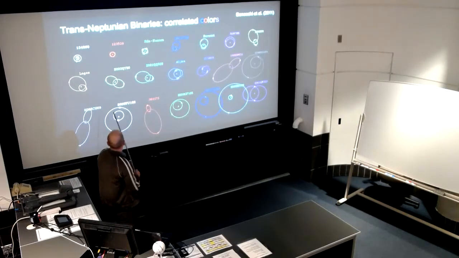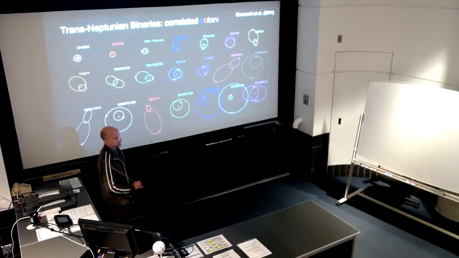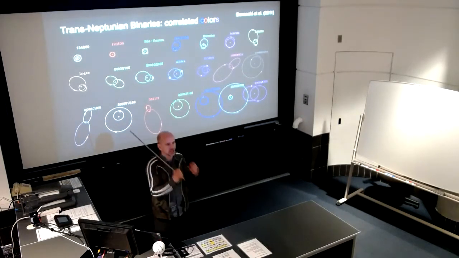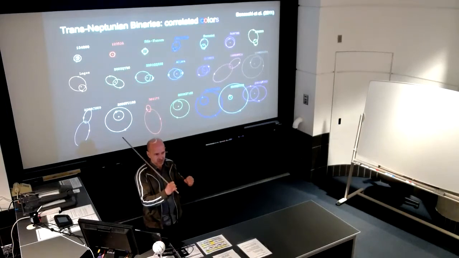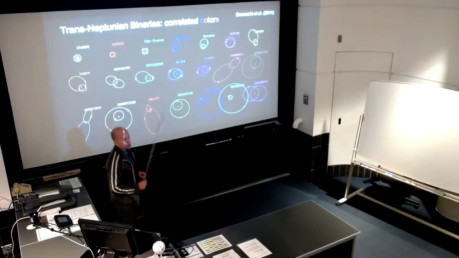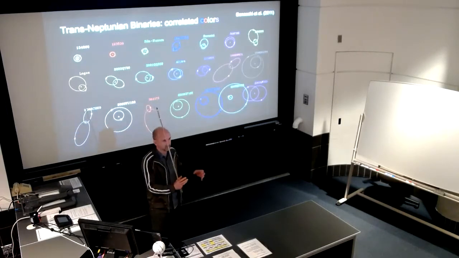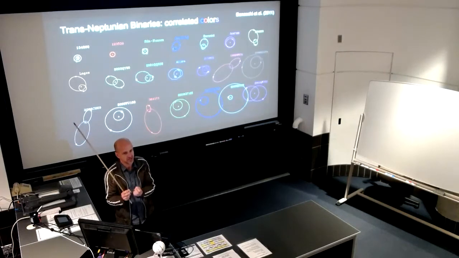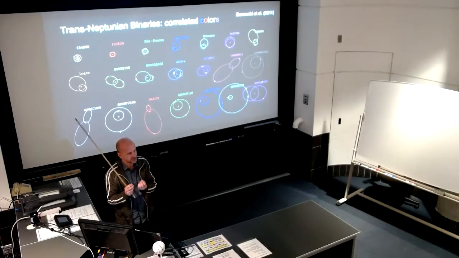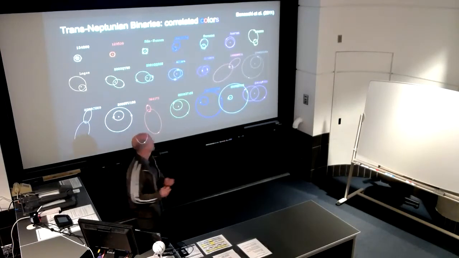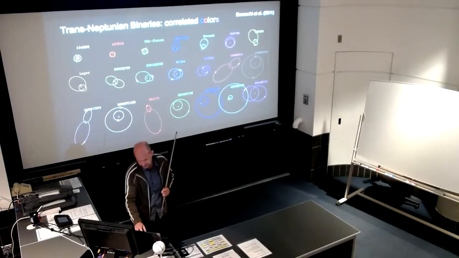If you look into one binary and compare the colors of the two components, they have nearly the same color, meaning that in all likelihood they have nearly the same composition. If you look into a different binary, the average color of that binary will be different from the first one, but again the two components will have the same composition. And that's an important clue about how these binaries form. Okay, so correlated colors, that's two.